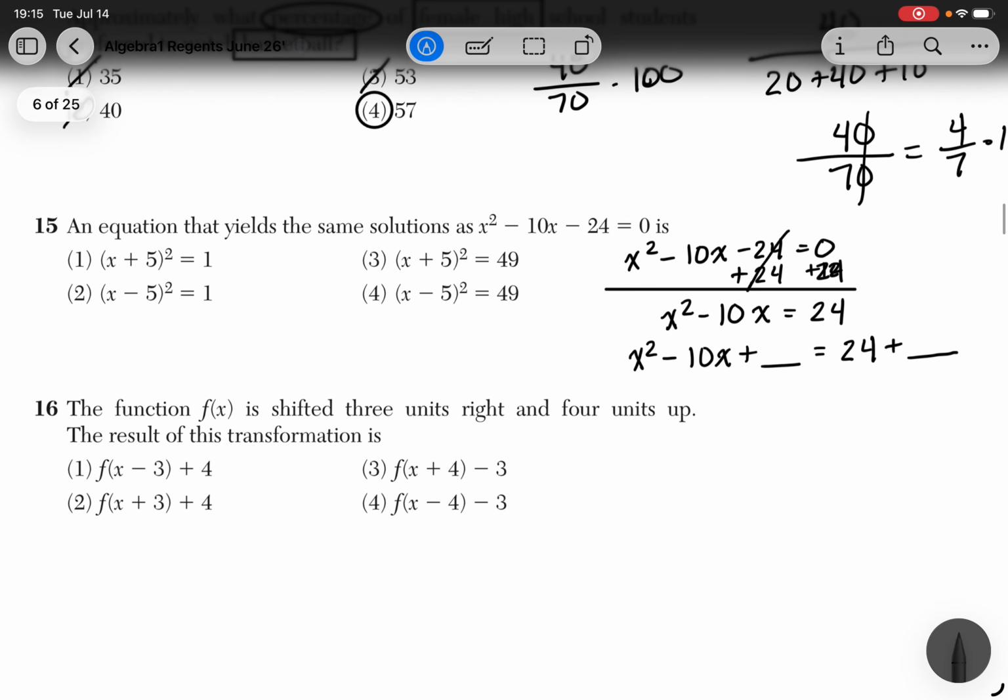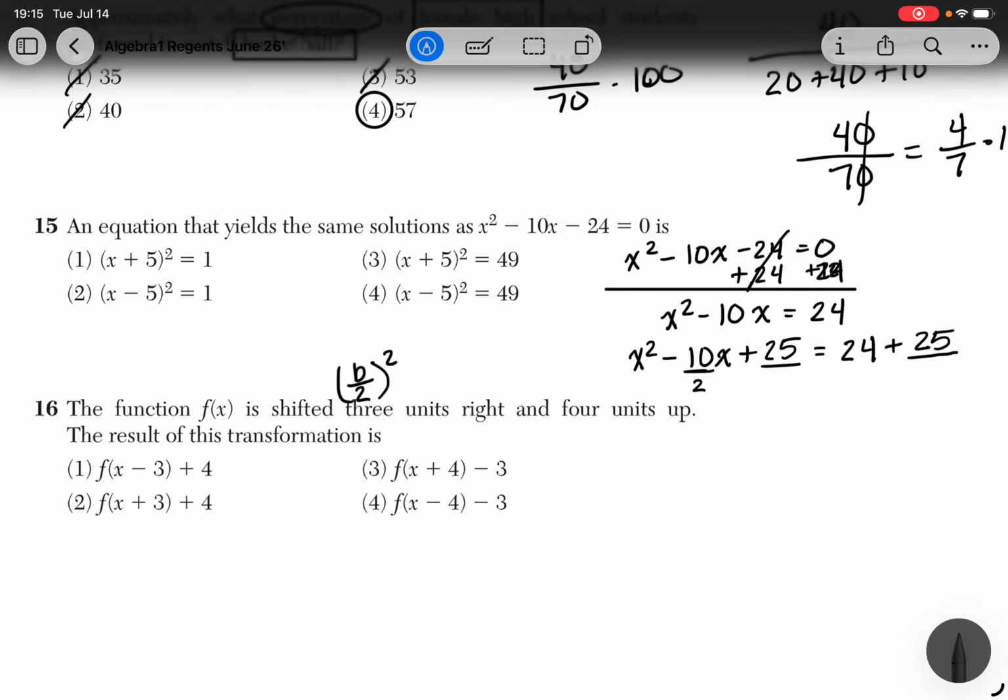In order to do this, what I like to do is take our second term, so negative 10x. I'm going to take that negative 10, divide it by 2, and then square it. So we're taking the value of b over 2, and then we're squaring that. And that gives us our third term. So negative 10 divided by 2 is negative 5. Negative 5 squared is 25. So that's what's going to go in our blank here.